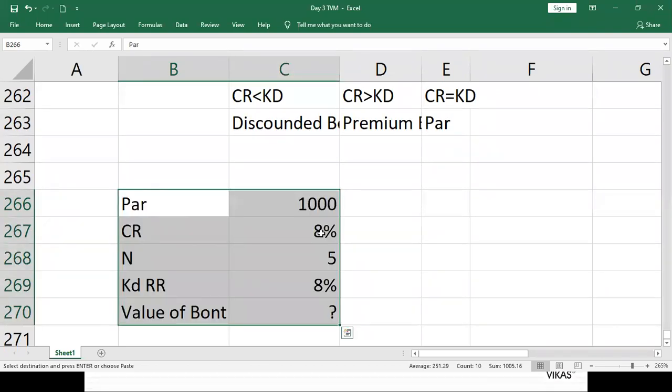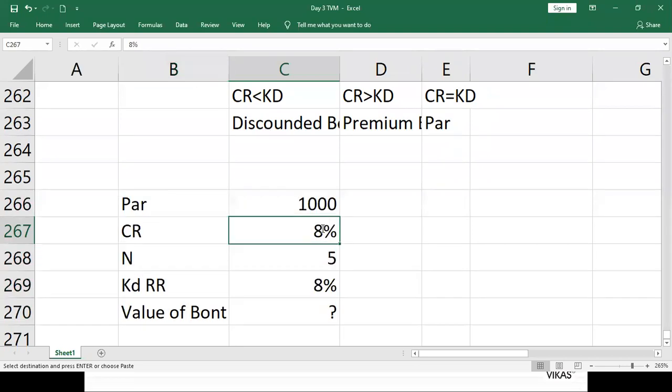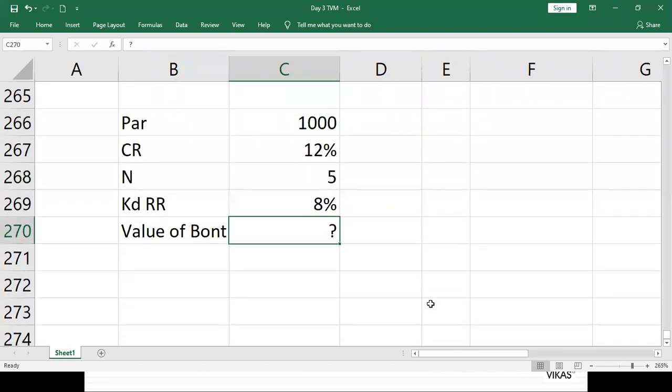I will change some modification. It is 12%, and cost of it is 4. Right. Can you find the value of the bond now?